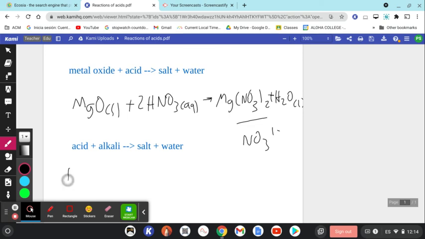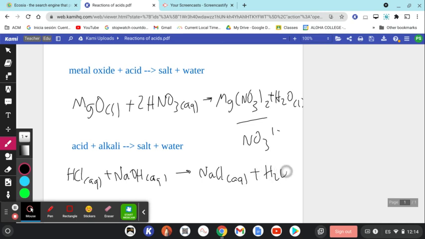So take a typical example. Let's start with the acid. So HCl, aqueous, plus NaOH is a typical alkali we will use in the lab. They make a salt, the most common salt, NaCl, which dissolves in water, so it's aqueous, and water.